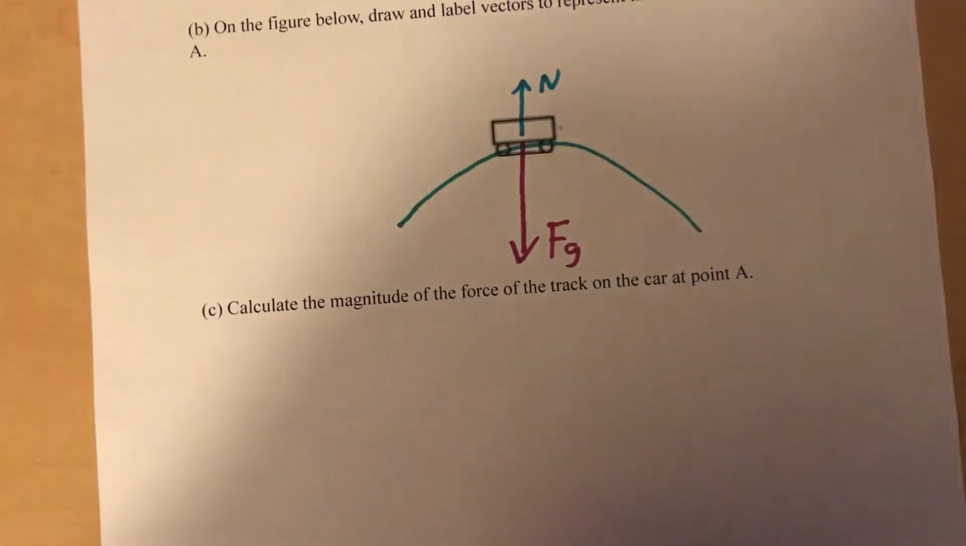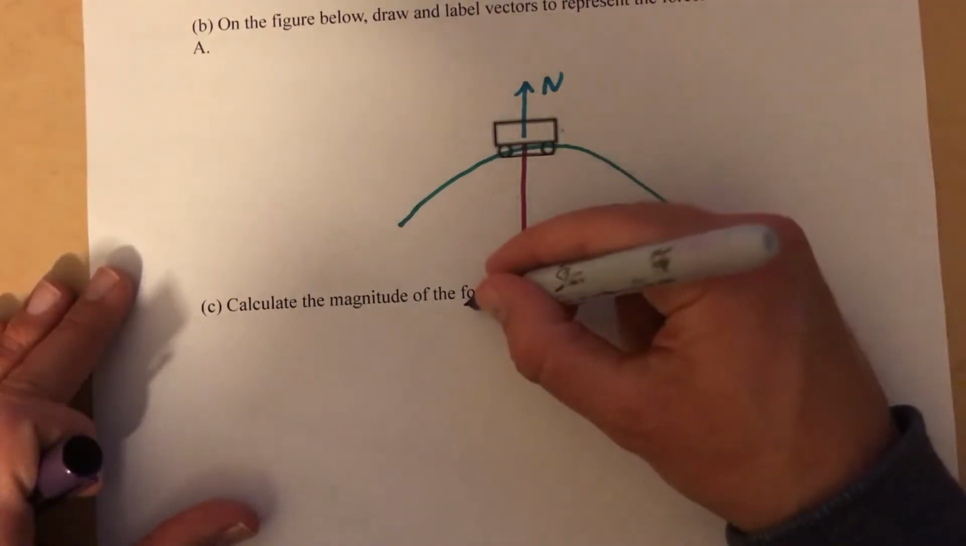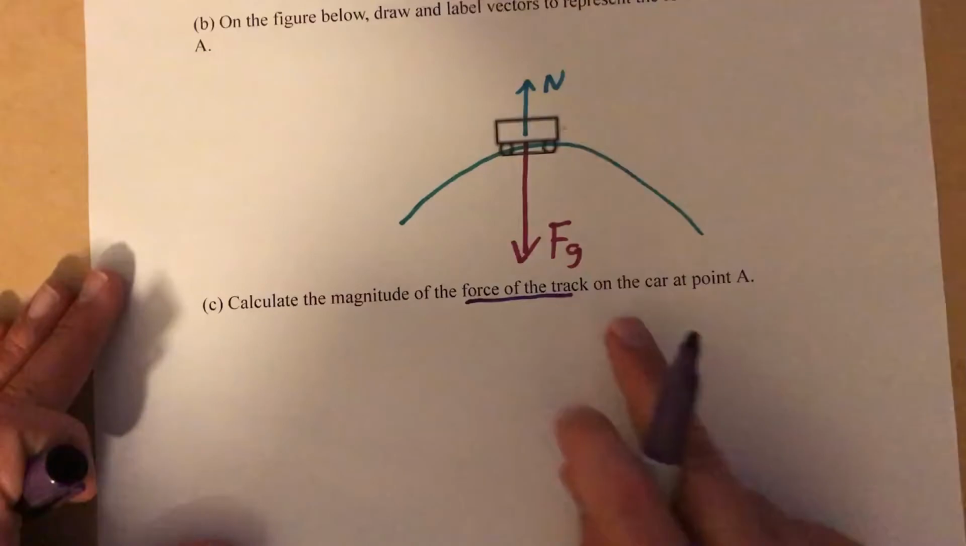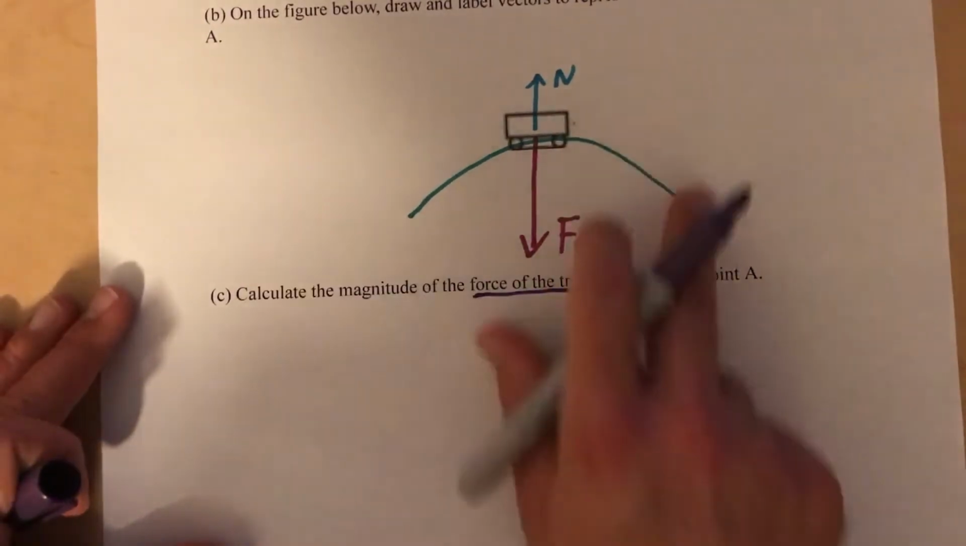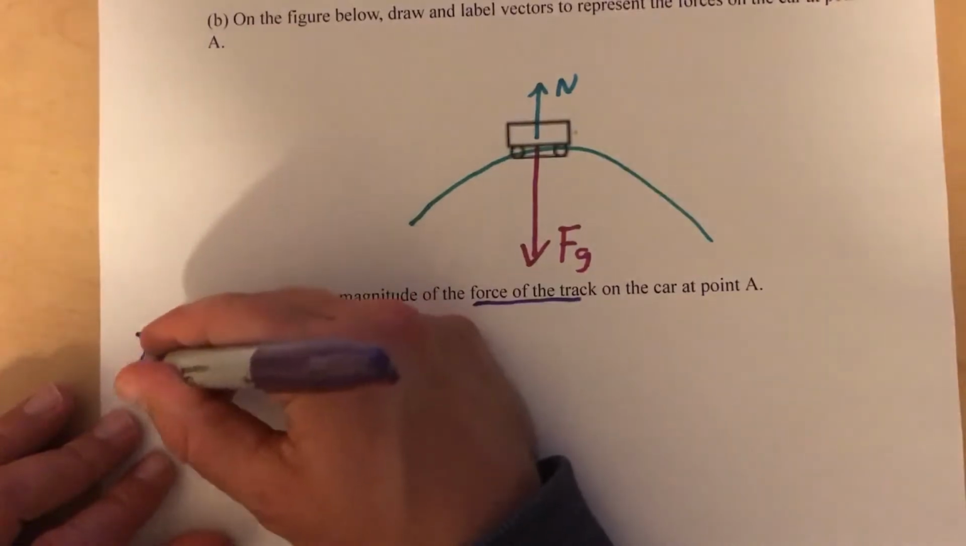Next part there, they say, calculate the magnitude of the force on the track, aka the normal force, at point A. So right here. So this is a centripetal problem here. So you want to start all centripetal problems the same.